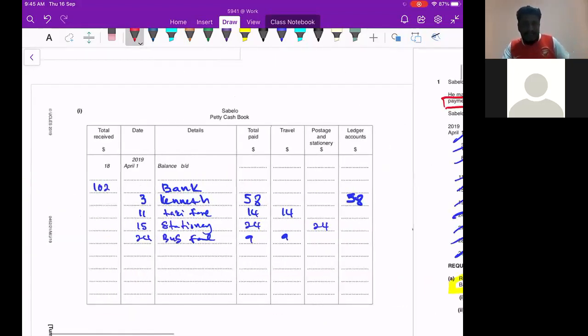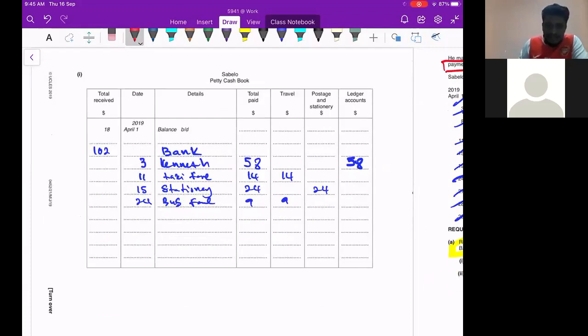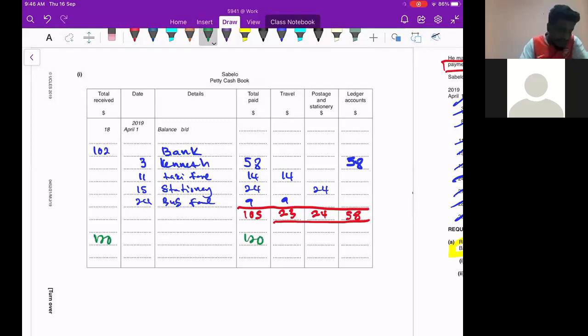Okay, then balance up the petty cash also. Petty cash, just total up first. Step number 1, just total up 58, 24, 23, 105. We just total up first. After that, double line for the analysis column, then continue with this one. Here under 20, leave one line under 20, here also under 20. Under 20 minus the answer, you get 15.